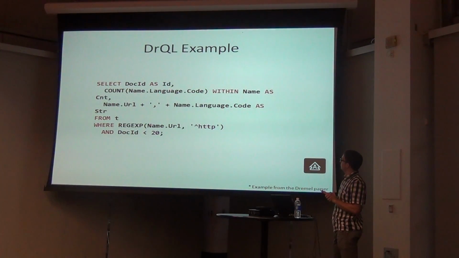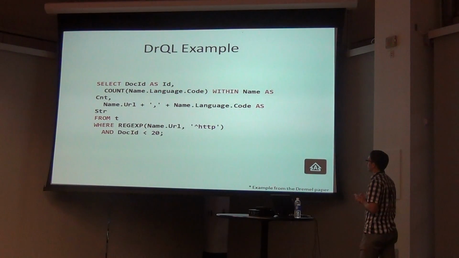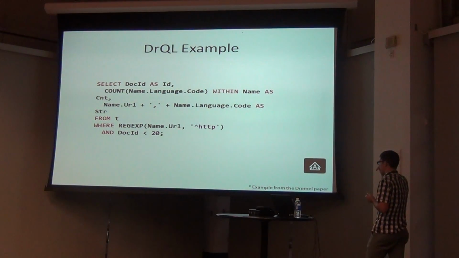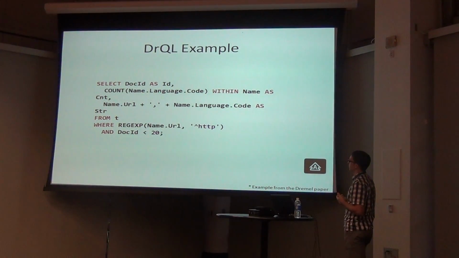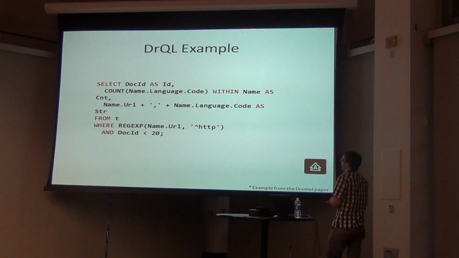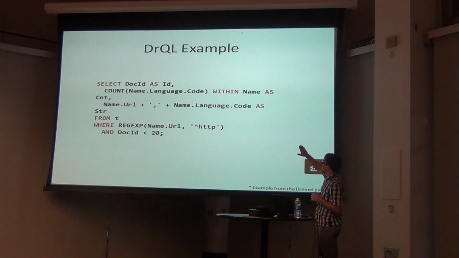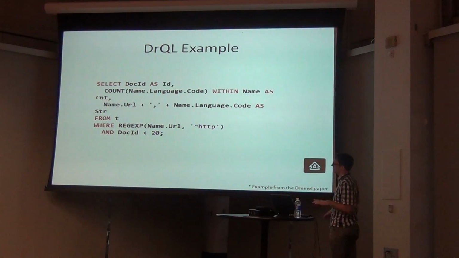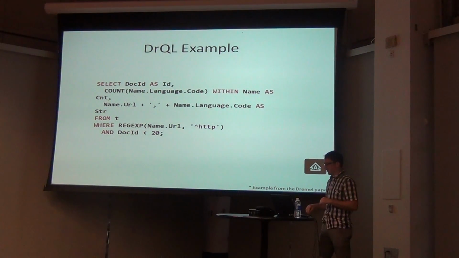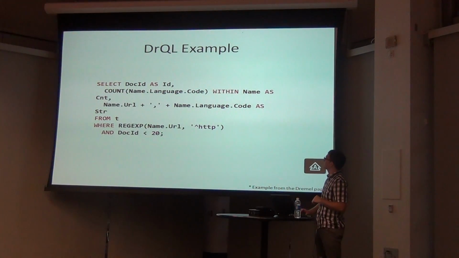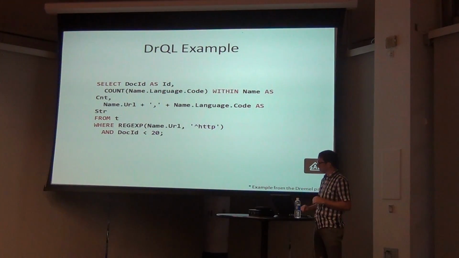Here's an example. I think this might have come from the BigQuery documentation. But the idea here is we're doing an aggregation within this nested field name. So going into the exact semantics is not too exciting for now, but it's generally SQL-like.